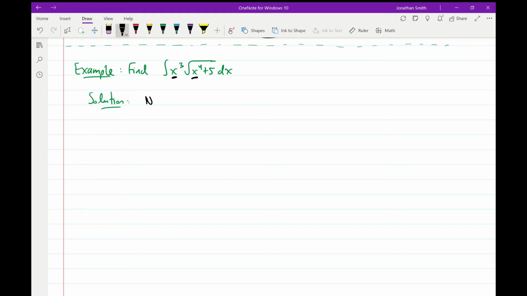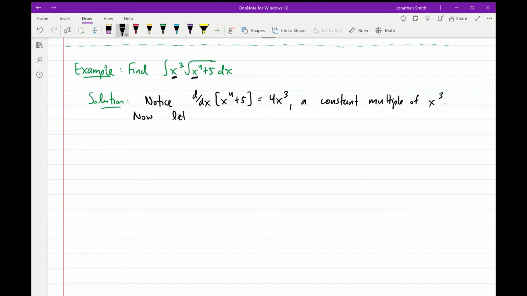So in this case, I notice that the derivative of x to the 4 plus 5 is going to be equal to 4 times x cubed. And again, this 4 times x cubed is not quite the x cubed that's showing up in here, but it's a constant multiple of x cubed. And that constant multiple is going to be good enough. Okay, so let's let u equal this x to the 4 plus 5, and then see what happens.